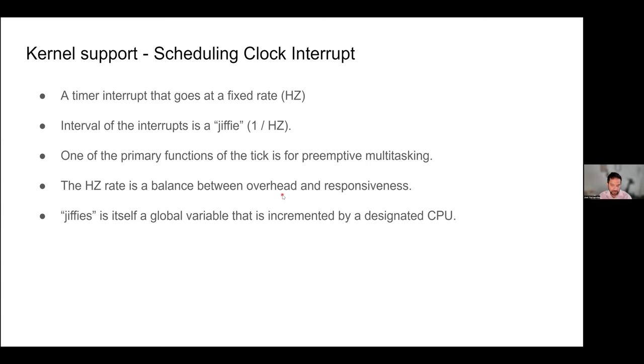And this scheduling clock interrupt also updates this global variable called jiffies, which is a coarse-grained way of looking at how much time has passed since we have booted. But it's coarse-grained. It's not like clock source. It's just a global variable that's incremented every time a scheduling clock interrupt goes off. It's not updated by every CPU scheduling clock interrupt. It's only updated by the CPU that does the timekeeping update. Okay, so that's another slight nuance. Jiffies is global.